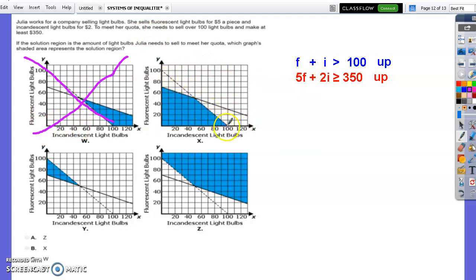Our dashed line here, if you put your right hand over it, you should be shading above it. So here's our line. We should be shading all up in here, but it's shaded underneath it. So that's not our graph representing this system. Over here, the dashed line should be shaded all up here, and it's not. Again, this cannot be our answer because it's not shaded in the right area.